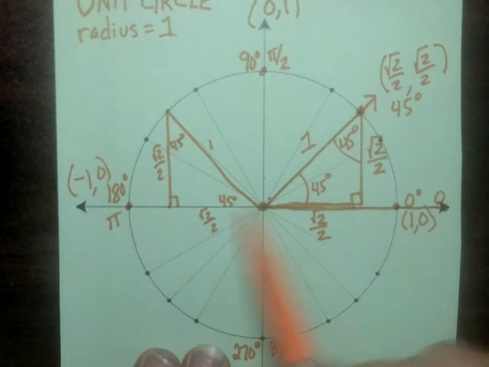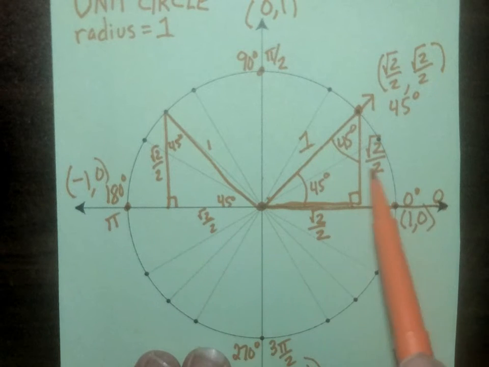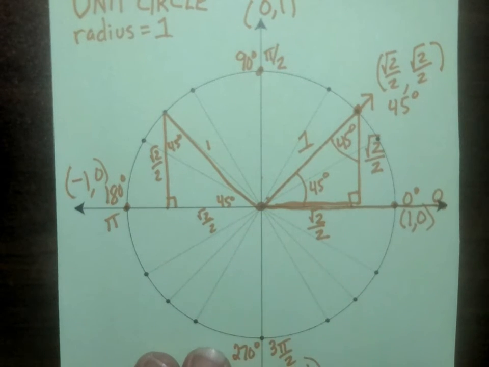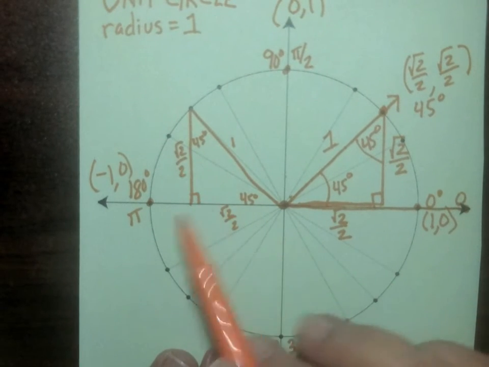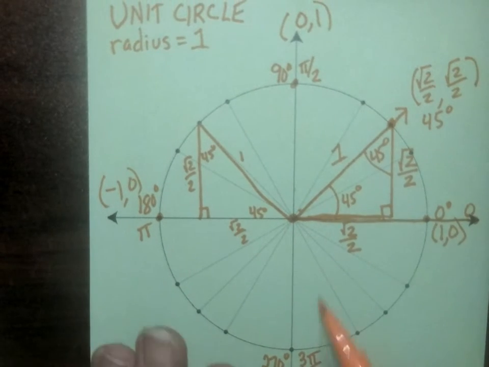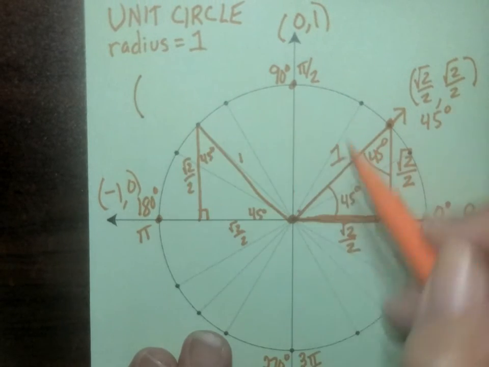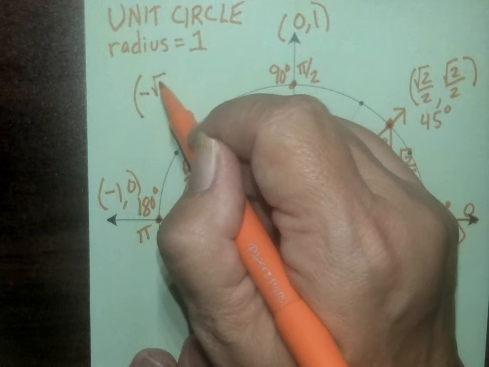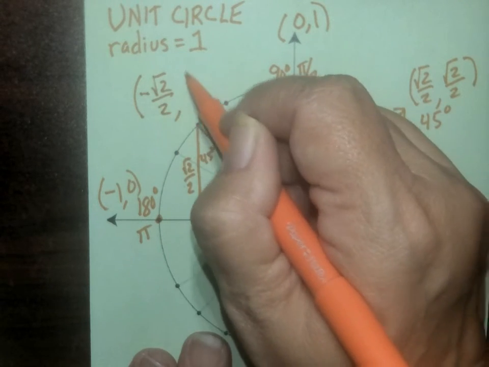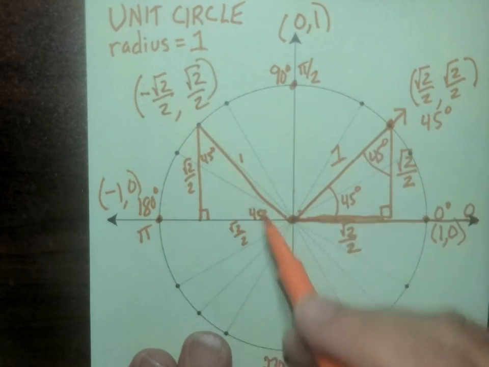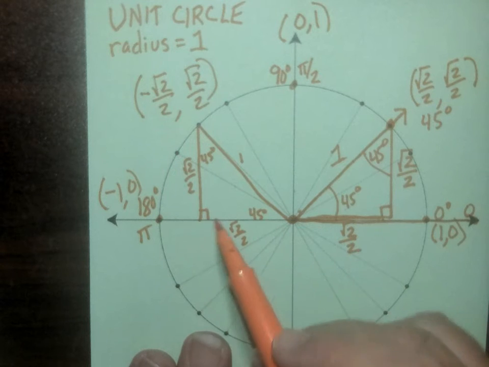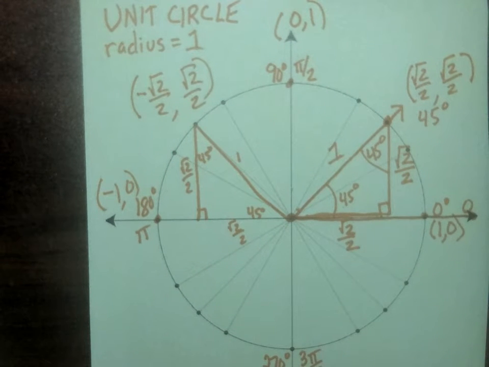So I have the angle, side, angle congruence property. And if the triangles are congruent, then the corresponding parts are congruent. So I know that these have the same lengths as this other triangle. So my ordered pair here is negative square root of 2 over 2, and then square root of 2 over 2, because my x value is negative and my y value is positive in the second quadrant.